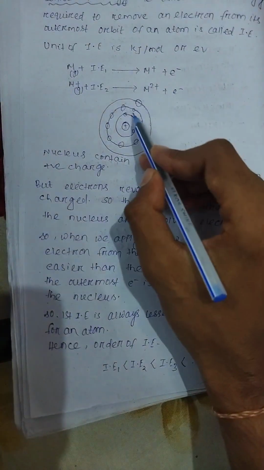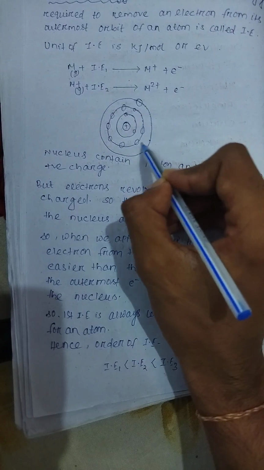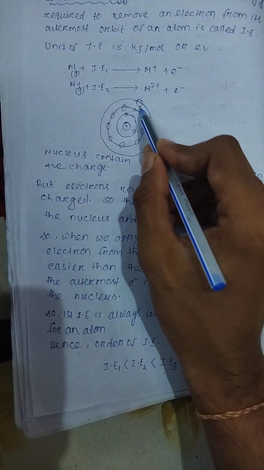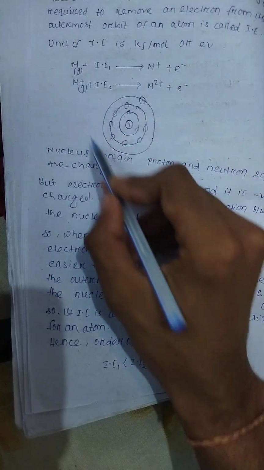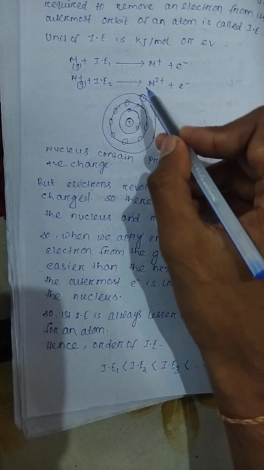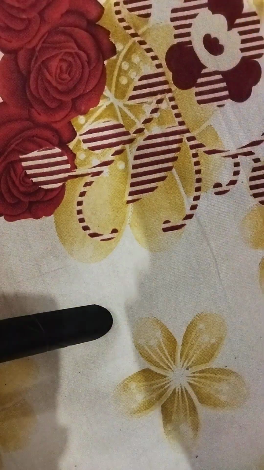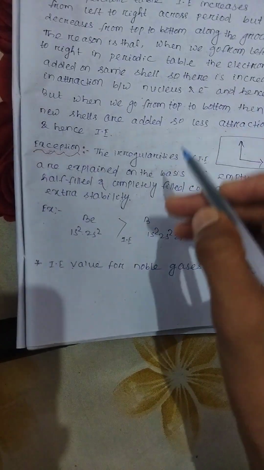That means this statement says that when we go across the periodic table from left to right, additional electrons are added in the same shell, so there is attraction. But when we go from top to bottom, a new shell is added, so the distance increases, and the ionization energy decreases due to the decrease in attraction.